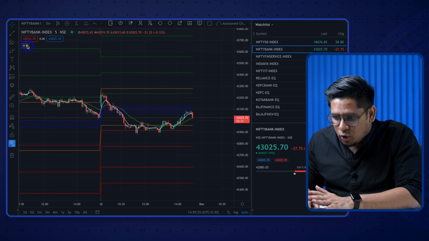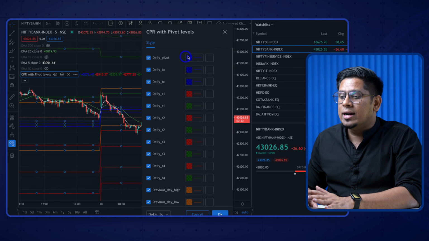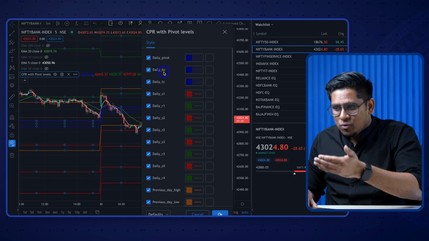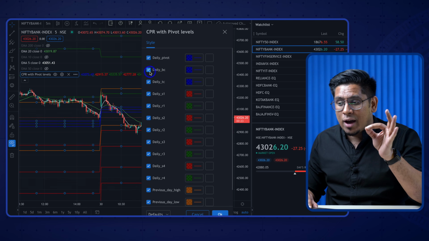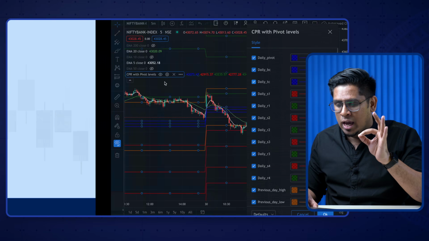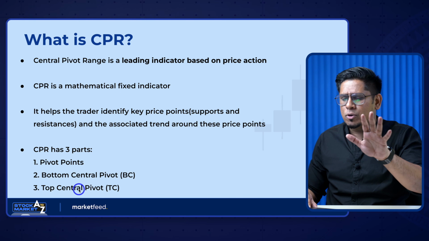Now, if you go here into CPR and go into the settings, you'll understand what these are. If you look here, the blue line is the daily pivot. Then you have a daily BC and a daily TC. What are they? Those are the bottom central pivot and top central pivot. I'll come to that, no worries.